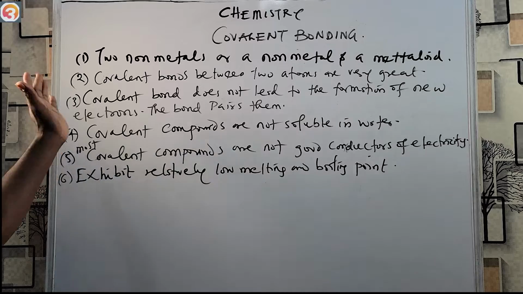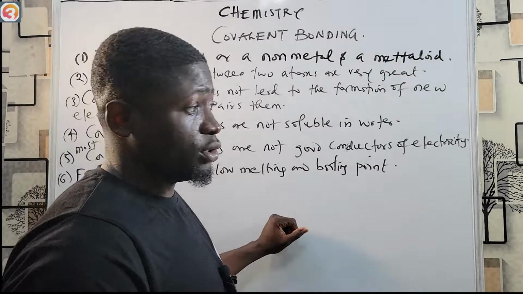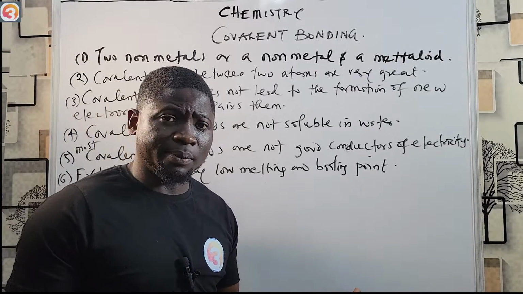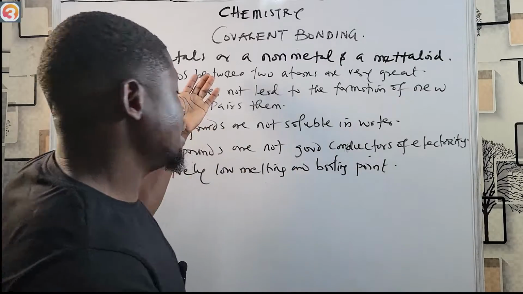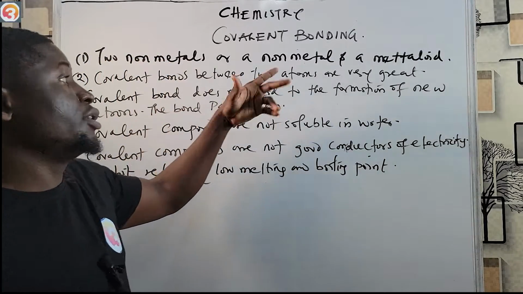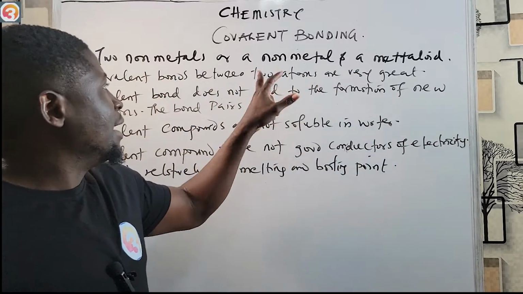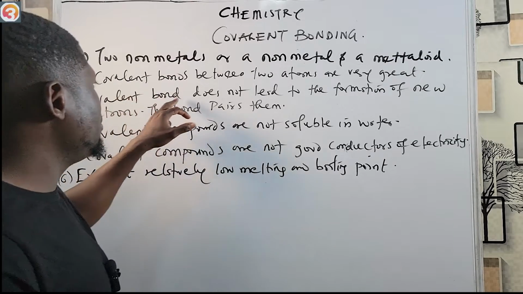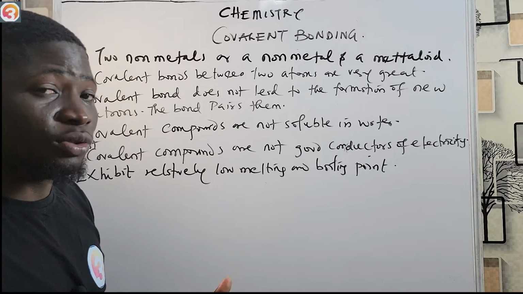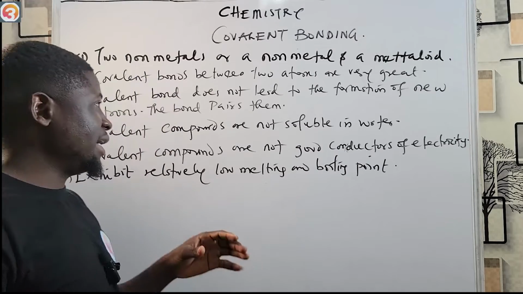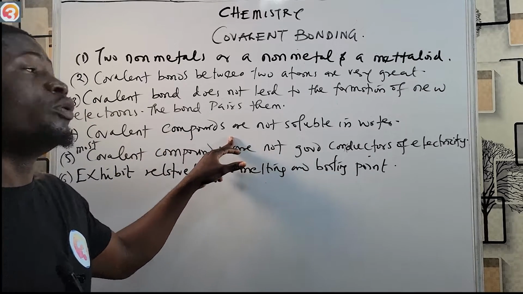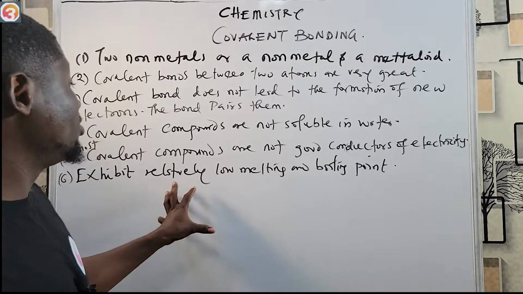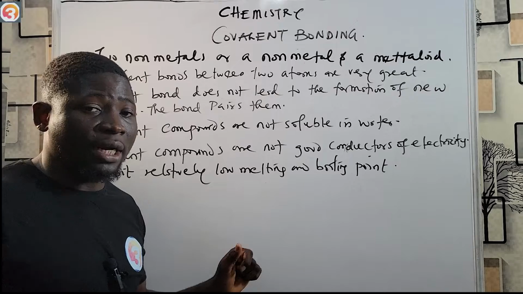So these are characteristics of covalent compounds that you come across. If you know the characteristics of an ionic compound, which we looked at in the previous episode, then this one will be easy peasy for you. Like I said, they are formed between two non-metals or a non-metal and a metalloid. Covalent bonds between two atoms are very, very great. Covalent bonds do not lead to formation of new electrons, it is the bond that pairs them. Covalent compounds are not soluble in water, most are not good conductors of electricity, and they have relatively low melting and boiling points.